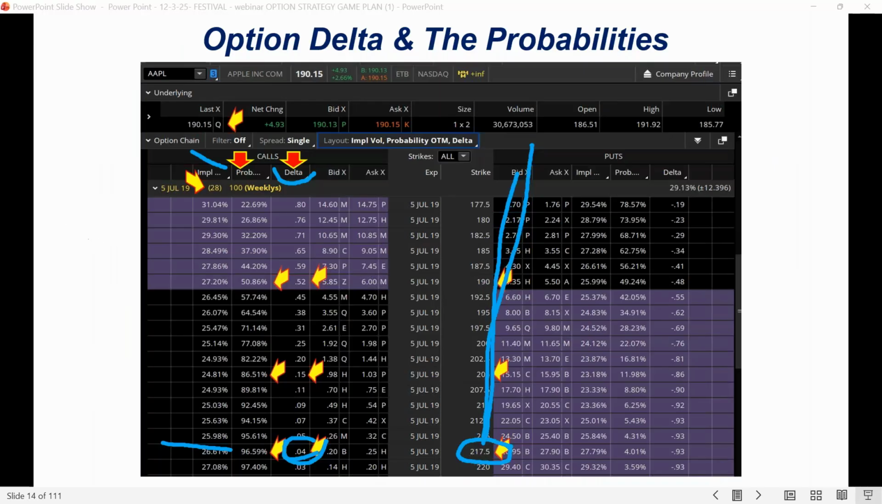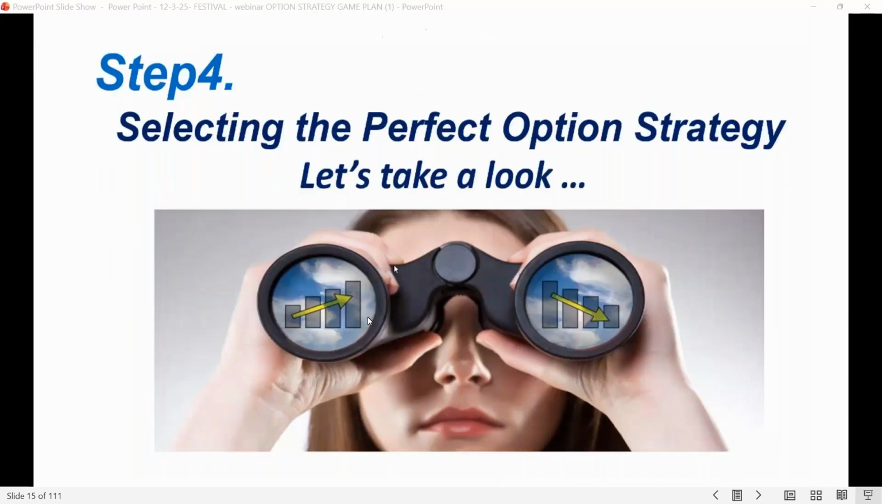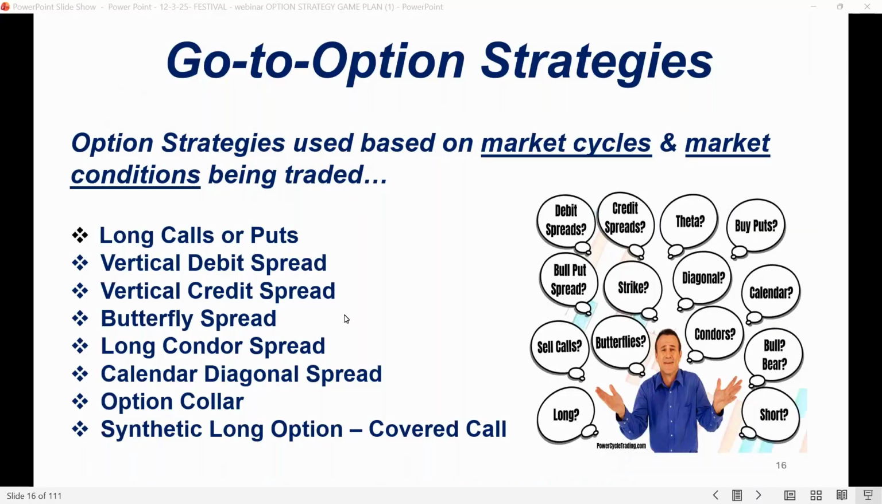So we can use these deltas and things like that to quickly assess the probability of a price being reached by its expiration. Now, the next step is selecting the perfect option strategy to take advantage of these various different things that derive and value the option and how to use it.